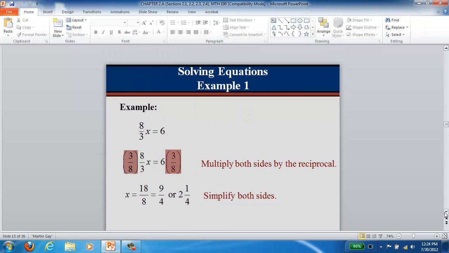Another example, here you have a fraction, 8 over 3x equals 6. So here you can multiply both sides by the reciprocal, which is 3 over 8, and simplifies to 18 over 8, which again is reduced to 9 over 4, or 2 1/4.